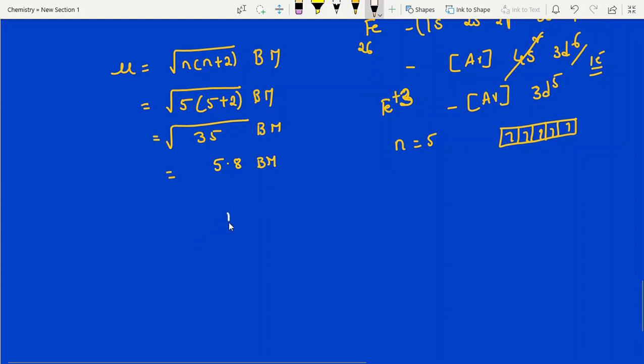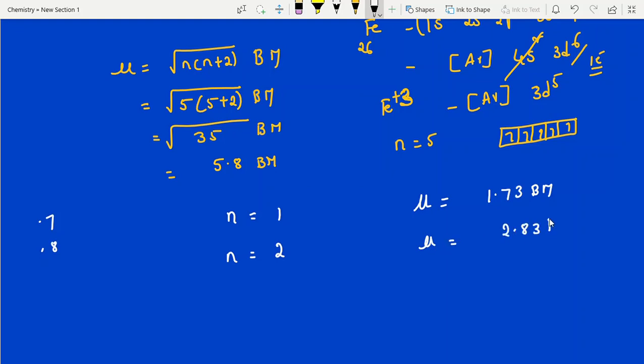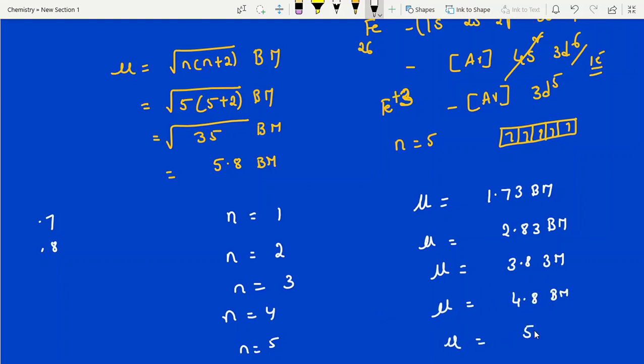See, if the number of unpaired electrons is 1, the magnetic moment is 1.73 Bohr magneton. That's it. Then just add 0.7 or 0.8 each time for the answer. N equal to 2 gives 2.83 Bohr magneton. N equal to 3 gives 3.8. N equal to 4 gives 4.8 Bohr magneton, and N equal to 5 gives 5.8 Bohr magneton. Units are also important. Next, n is the same, so mu is also the same.